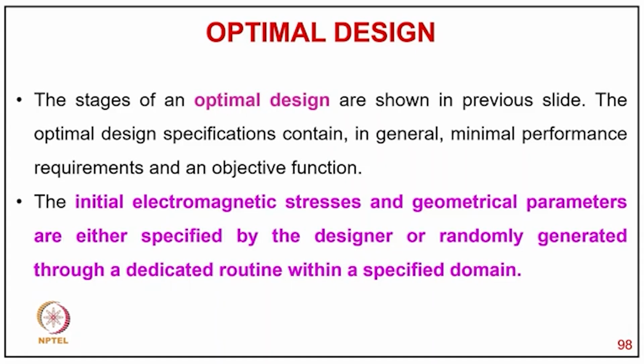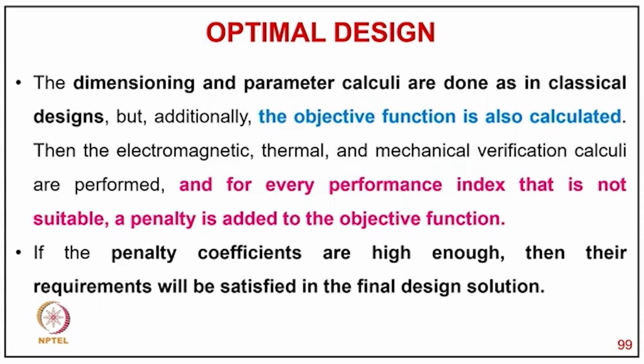So, coming to the stages of optimal design shown in the previous slide, the optimal design specification contains in general the minimum performance requirement and the objective function, and the initial electromagnetic stresses and geometrical parameters are either specified by the designer or randomly generated through a dedicated routine within the specified domain. Dimensioning and parameter calculation are done as in classical design, but additionally the objective function is also calculated. Then the electromagnetic, thermal, and mechanical verification calculations are performed, and for every performance index that is not suitable, a penalty is added to the objective function to avoid an unexpected design. If the penalty coefficients are high enough, then the requirements will be satisfied in the final design.